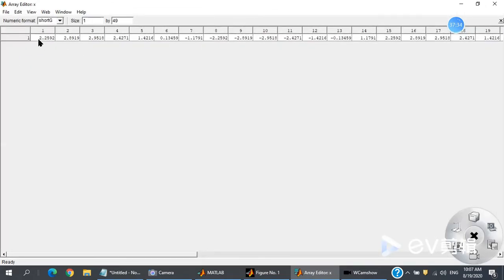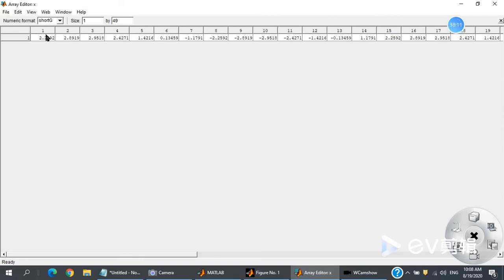So I have 2.2592, then some positive, some negative. Okay, the 15th number. This one is 2.2592, and here is 2.2592. They're exactly the same, right? And next is 2.8919, and here's 2.8919. So every period should be 15, right? The first number and the 15th number are the same.